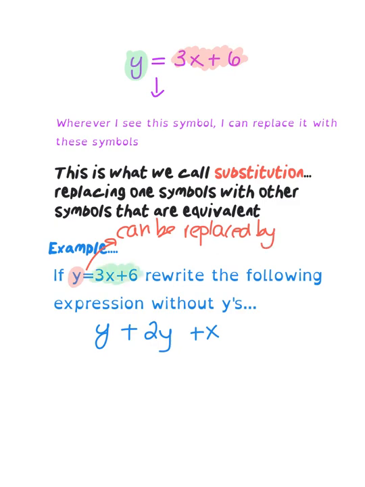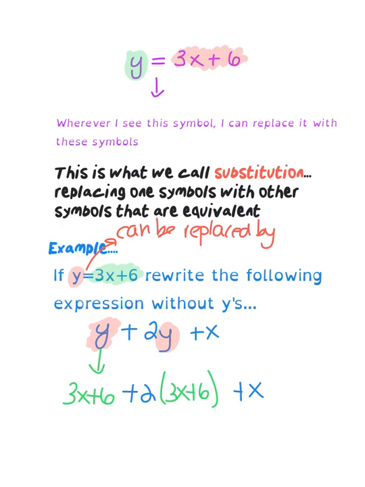So when I'm going down to rewrite something, wherever I see that y symbol, and I see that y symbol there, I can replace those with these other symbols, 3x plus 6. Now down here there was a plus and a 2. I'm not replacing that. And since there's a 2 in front of it, I'm going to put it in parentheses, but 3x plus 6, and then we had this plus x.